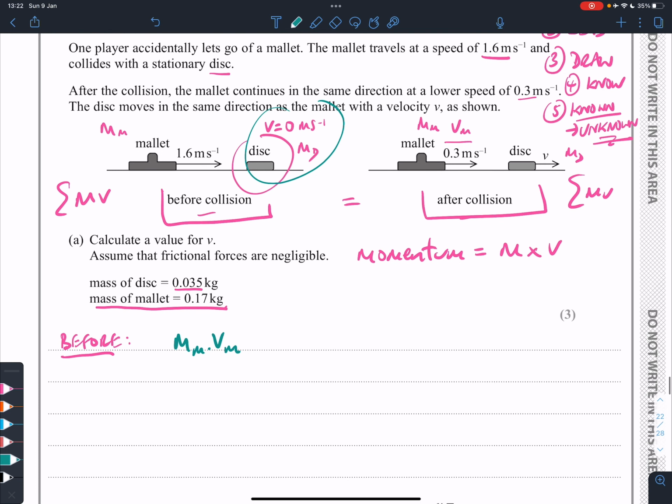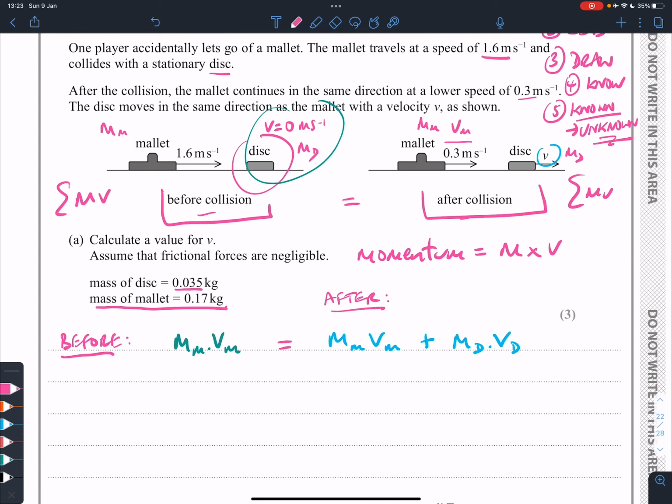And after, I'm going to do it in one line because I think it's relatively easy. After, let's have a different colour, we've got the mass of the mallet times the new velocity of the mallet, which we know. And we're going to add to this the mass of the disc times the velocity of the disc. The velocity of the disc is what they're calling v. Okay, we know these have got to be equal. Simple.